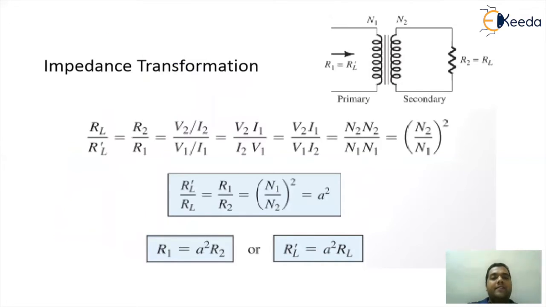So that is the basic concept of equivalent load defined by the term RL dash. Now, as I've discussed, if you want to calculate the value of RL dash, you can take the ratio of RL by RL dash, which will be V2 by I2 divided by V1 by I1. On solving, you will get RL dash as (N1 by N2) the whole square times RL. So this is the basic analogy of transformation of impedances, and this is how you get the value of RL dash.